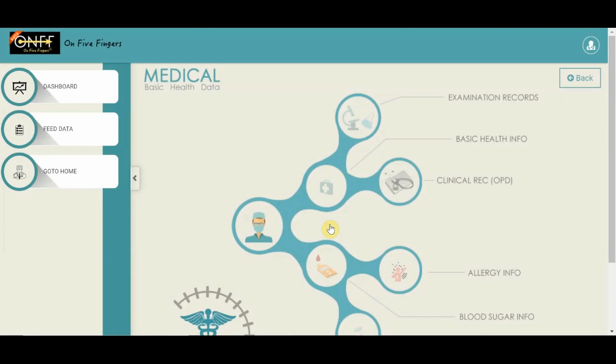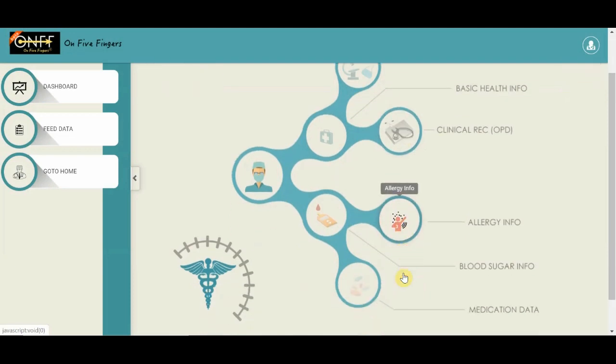On the basic health, what we are seeing here is we have examination records, basic health info, and a clinical record where I, as a doctor, can feed data as an OPD if that patient is visiting me. I can see the allergy info, the blood sugar info, and the medication data, like what all medications that particular patient is taking.